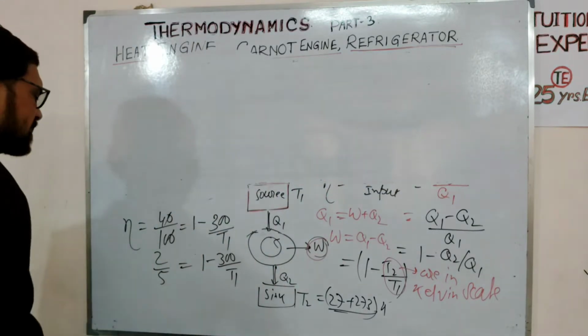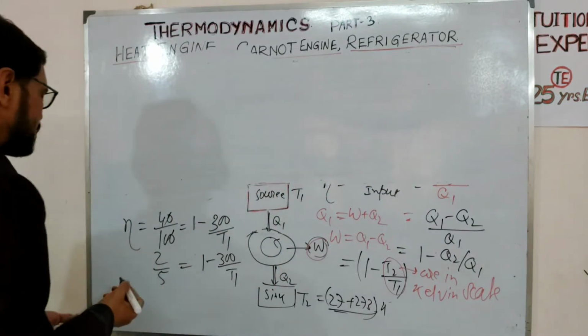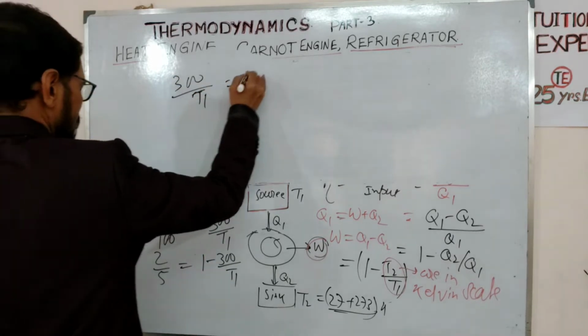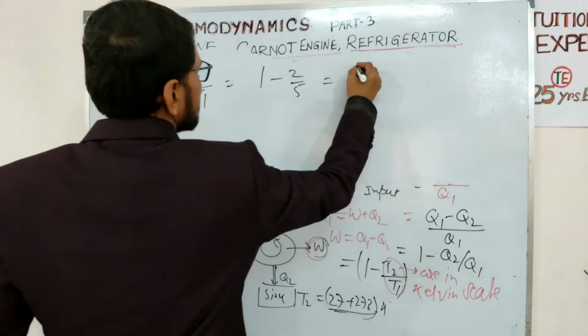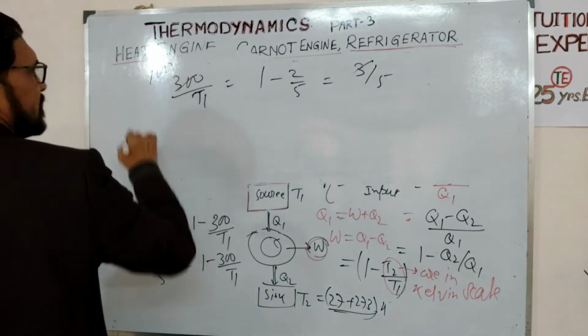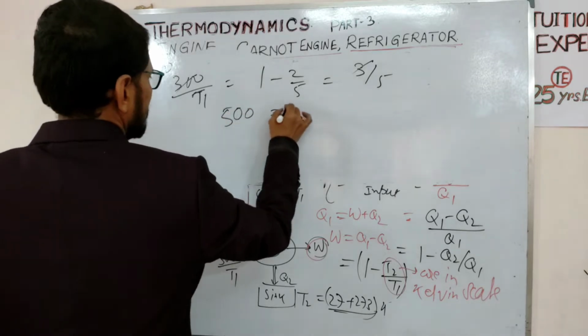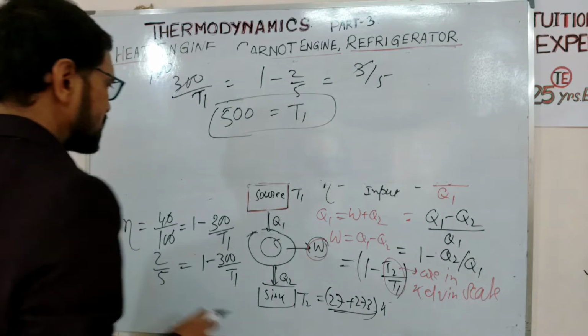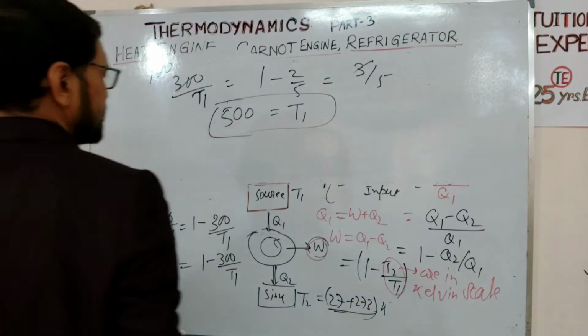Efficiency becomes 10% more. Second efficiency will be 40 plus 10, 50%. So from this we get 300 by T1 equals 1 minus 2 by 5, which is equal to 3 by 5. So 3 cancels, 100 and 500, equal to T1. So the initial source temperature is 500 Kelvin.